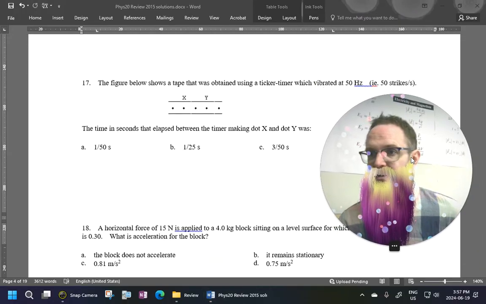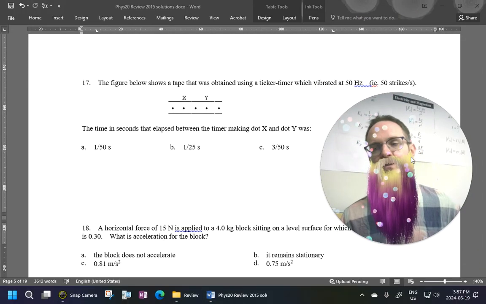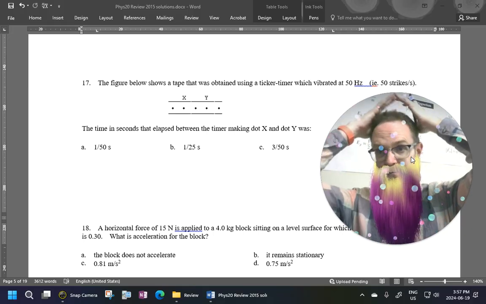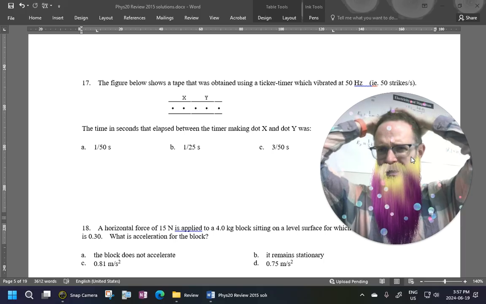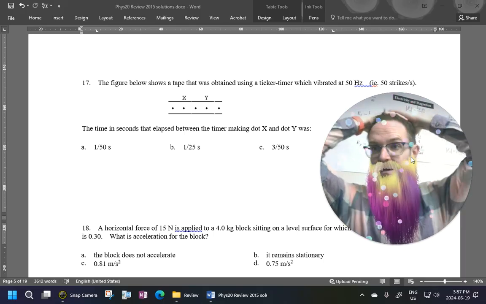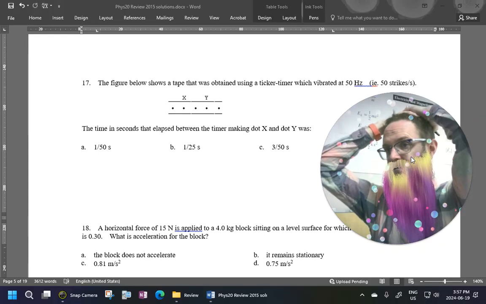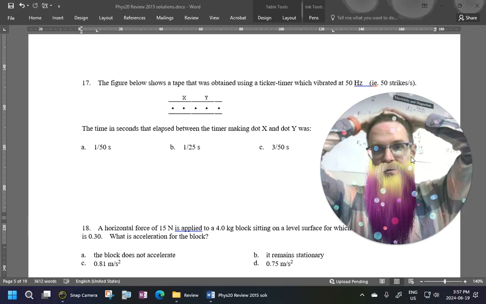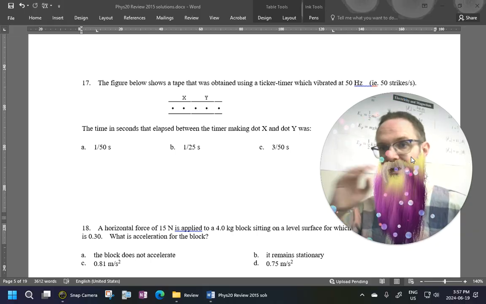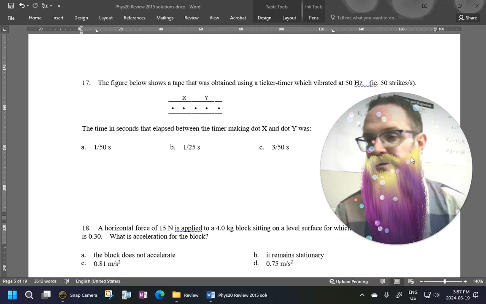So we got some ticker tape here. We didn't do ticker tapes, but how a ticker tape works, you kind of read through the explanation here. It makes little ticks every so often. So in this case, the vibration of this is 50 hertz, which is 50 strikes per second. So that means if I saw 50 strikes, that would be 1 second. So right now I only see 5 strikes. So this is not a full second.